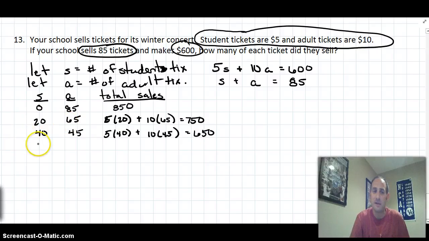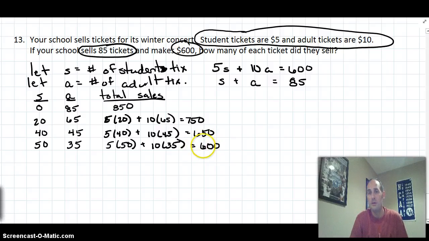So maybe it would make the most sense if I said 50 student tickets, looking at that pattern. Then there would be 35 spots left for adults. 5 and 50, 10 and 35. Let's see what that's going to give us. 5 times 50 is 250. 10 times 35 is 350. Put them together, you get $600.